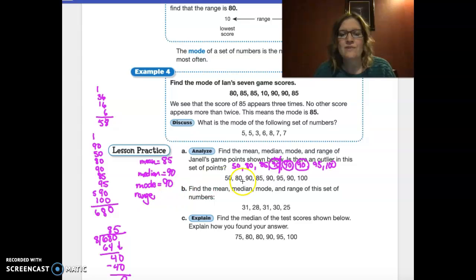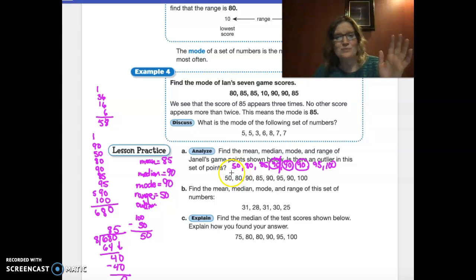And the range goes from 50 to 100. So to do our range, we would say 100 minus 50, so our highest number and our lowest number. So our range is 50. And that outlier is actually going to be 50, because it's way out there. It's not close to this group of numbers. So our outlier is 50.